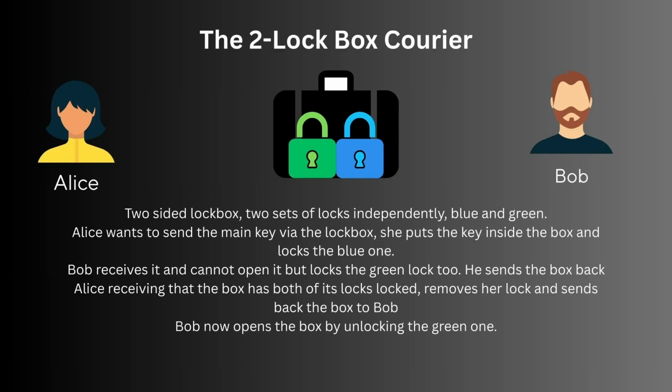So Alice simply unlocks the green lock and sends it back to Bob. Bob receives a box on which only the blue one is locked and the green one is unlocked. So he simply uses his blue key to unlock the blue lock and gets the main key. That's how they establish a proper secure connection between Alice and Bob. And in this whole scenario, Eve is watching when the box is being couriered between Alice and Bob, but she has no way to figure out the contents inside the box.